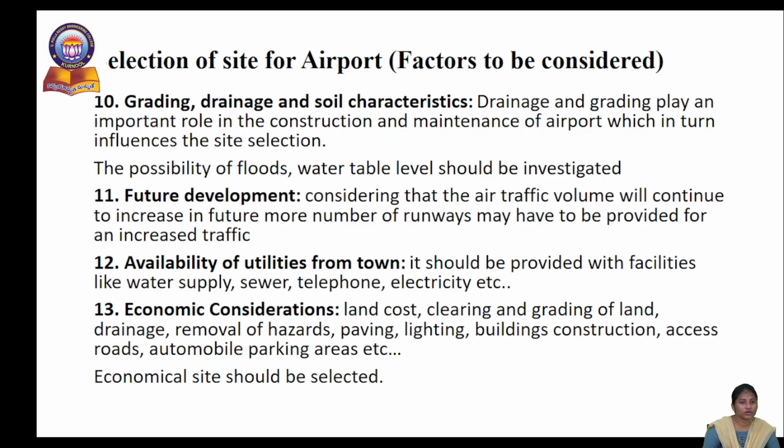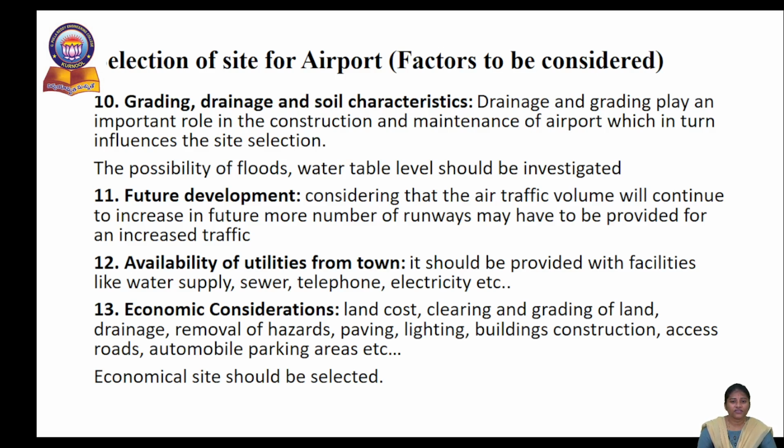So we have the next factor, grading, drainage and soil characteristics. Drainage and grading play an important role in construction and maintenance of the airport, which in turn influences the site selection. So the possibility of floods and the water table level should be investigated before selecting the site for airport construction. Next, you need to consider future development also.